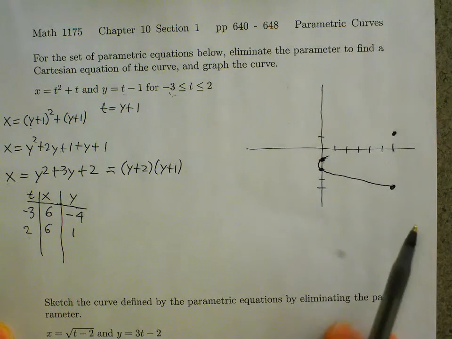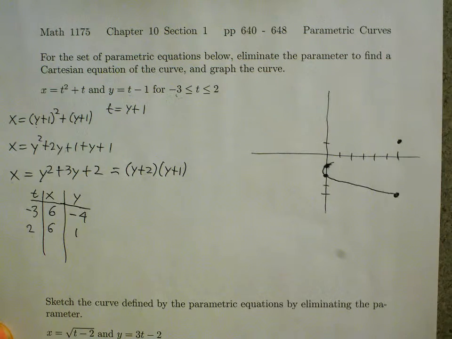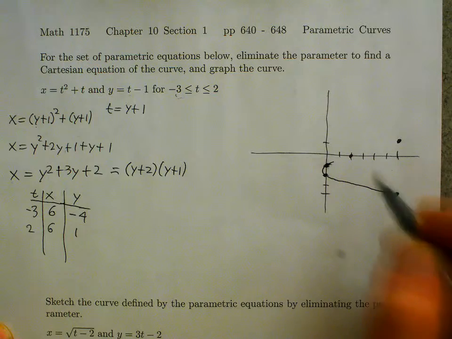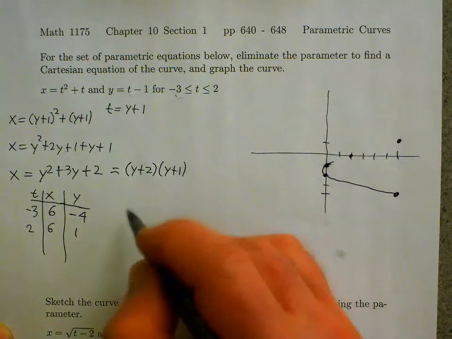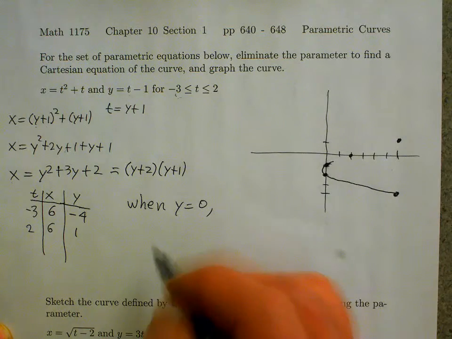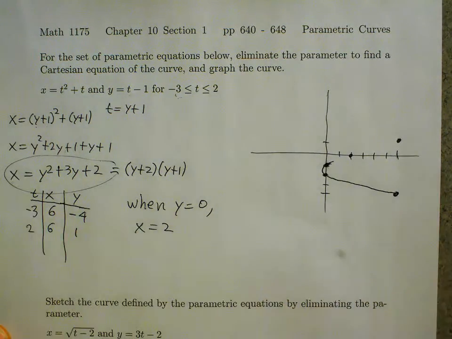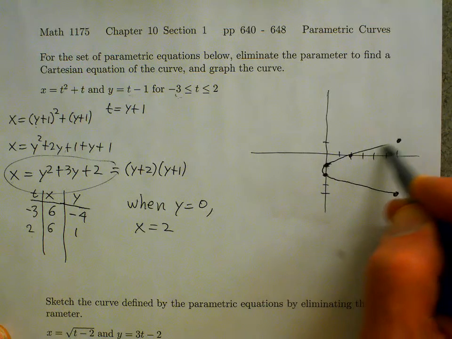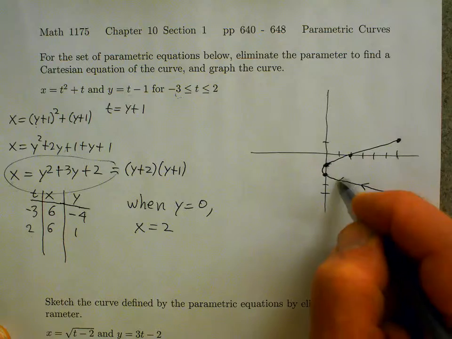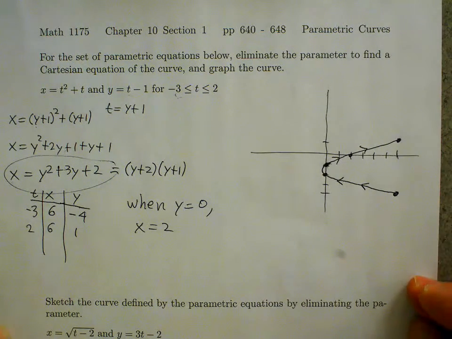Let's find the x-intercept. So the x-intercept is 2, 0. So in other words, when y equals 0, x equals 2. You can see that from there. So this is the direction of the parametric curve.